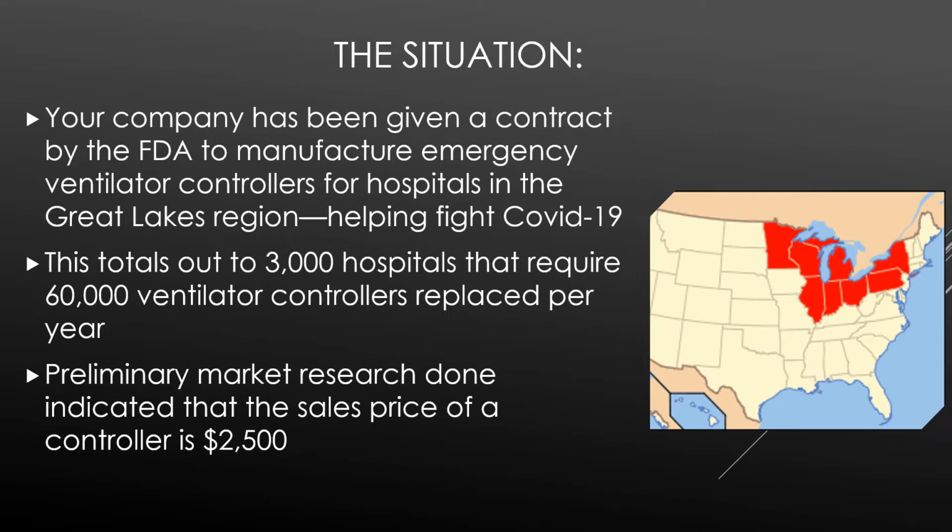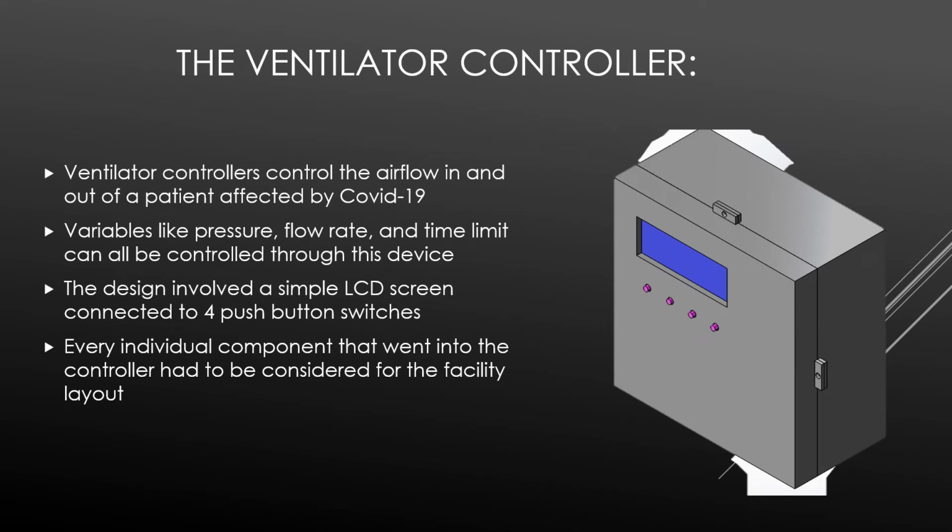So the first thing I did was start with some market research. This generated my first little bit of information to help me get takt time and things like selling price. Next, I had to figure out how a ventilator controller functioned and how it was built. The basic function of a ventilator controller is to serve as a doctor or nurse's primary means of getting air to a patient. The controller can control flow rate, volume, pressure, etc.